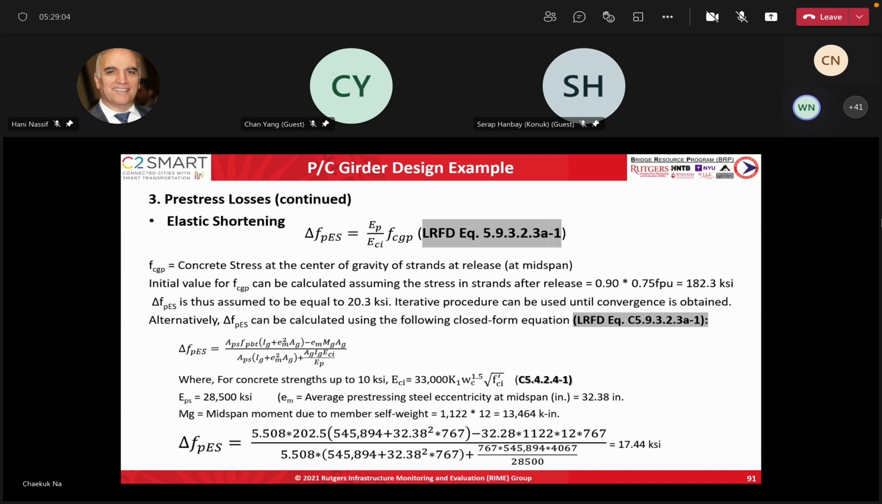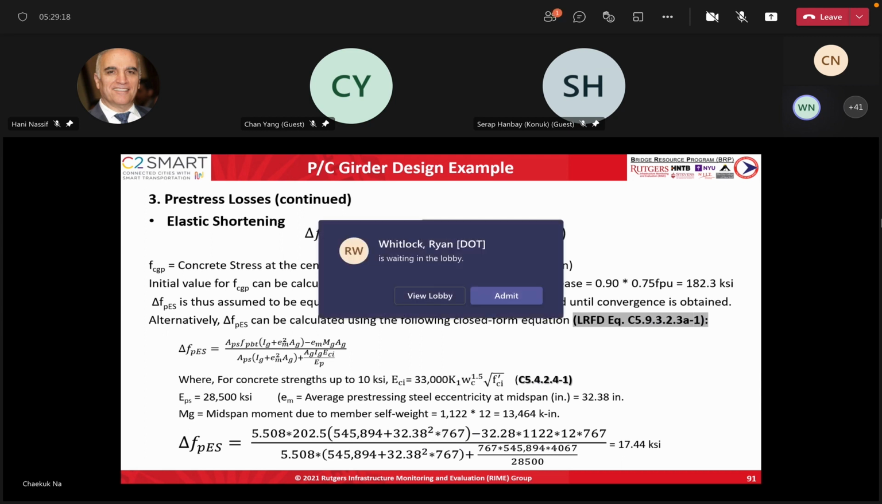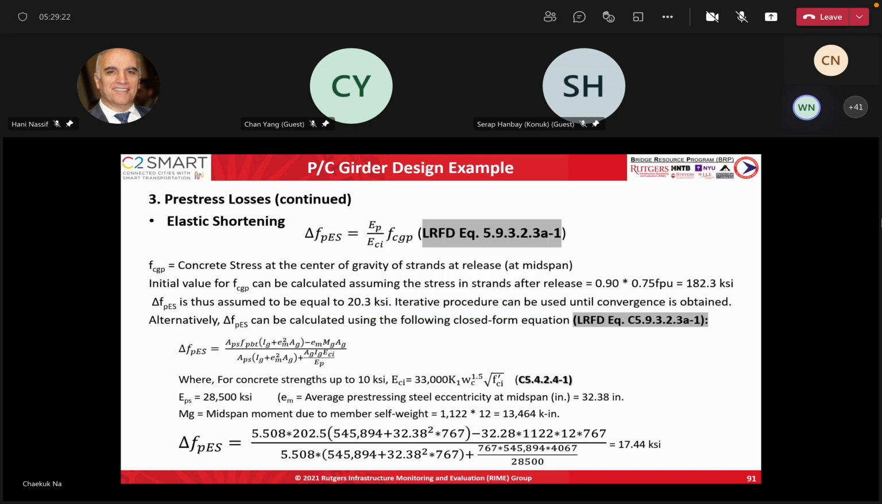So it's not in the strands. It's at their position, but it's in concrete. Now there is a way, instead of calculating it this way, there is another formula to calculate FPS, which is, you can see it, the ratio of APS, FBT, whatever. It uses the moment of inertia, the EM, which is at midspan, AG, the area of the section, and the other parameters that you can see.